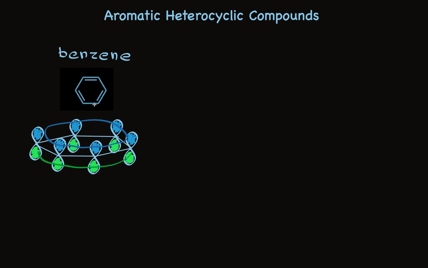And when we take a look at the energy levels of the MOs for a 6-membered pi system, we see that there are 3 bonding MOs that need to be filled. 6 pi electrons, 6 electrons in bonding MOs. Nothing in the antibonding MOs, so this molecule is particularly stable.